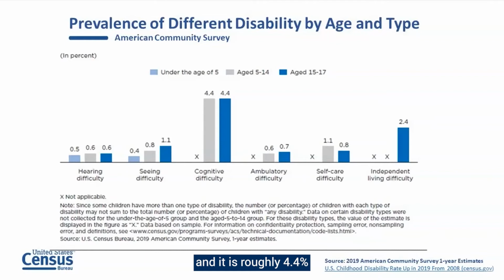And it is roughly 4.4% of children age 5 to 17 and age 5 to 14 had serious difficulty concentrating, remembering, or making decisions. Ambulatory difficulty, which includes walking and climbing stairs, is slightly higher in the 15 to 17 age group at 0.7% than in the 5 to 14 group at 0.6%. Self-care difficulty is higher in the 5 to 14 age group, where 1.1% of children have difficulty dressing or bathing. Independent living difficulty, which includes doing errands alone, questions asked only of those 15 and over, is at 2.4% of the population in that age group.